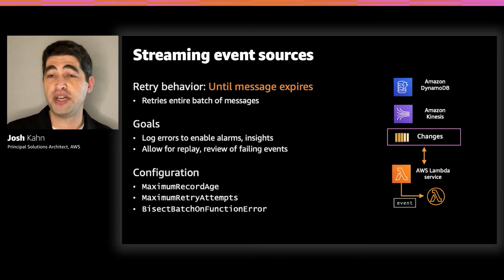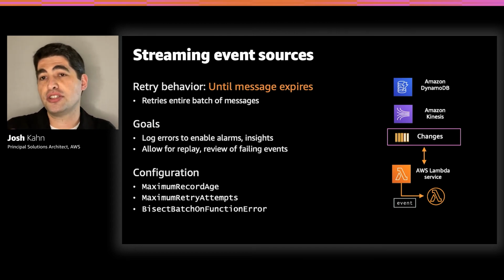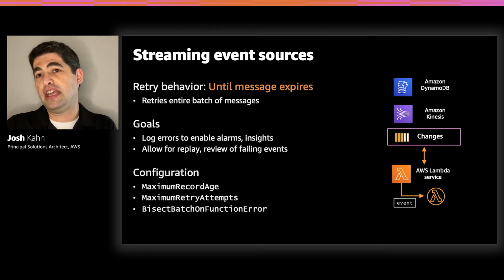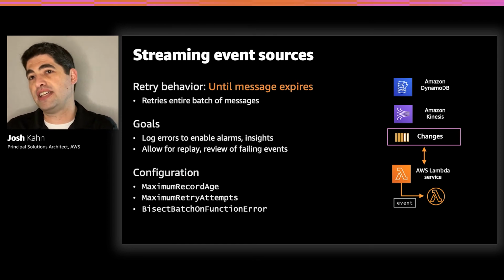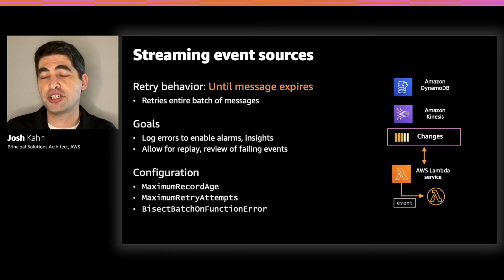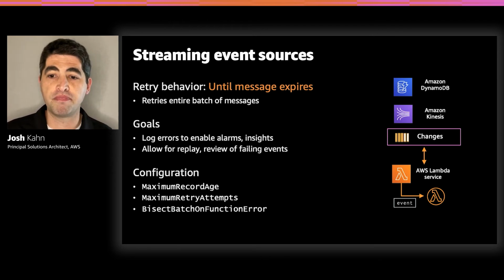Now you can control which messages get published in that batch using the maximum record age and maximum retry attempts, which are similar to what you'd expect based on the asynchronous invocation of similar name. But there's also a feature here called bisect batch on function error. And essentially what that does is it starts to halve the batch and invoke the function again on that half each time the batch fails. And eventually, as we halve and halve and halve, you'll get down to just the one or small number of records in the batch that are failing being processed on their own and successfully processed events being successfully processed.